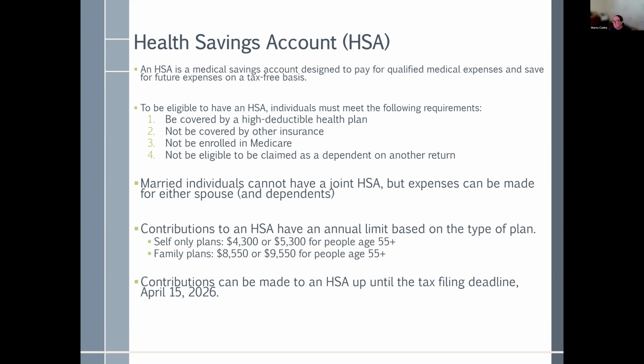There is a limit on how much money you can save every year. For self-only plans and for family plans, it's based on how many people are on the plan and then also your age. There's some extra money if you're older. The one good thing about this is you can decide at the end if you want to contribute. You can actually make a contribution after the end of the calendar year, as long as it's done before April 15th or you file your tax return.